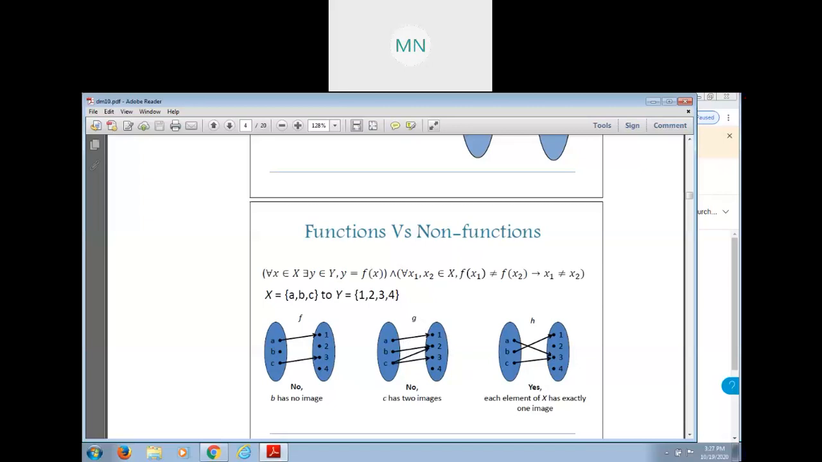Similarly, see the third diagram. Is it a function or not? Yes, ma'am, function. Yes, it is a function because all elements of this set are related with the second set. So it is a function.